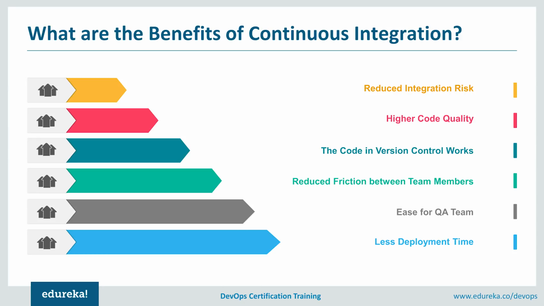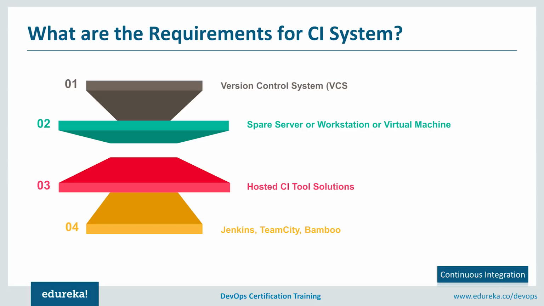Now that you know what continuous integration is and what the benefits of continuous integration are, it would obviously draw you to an excitement of what the requirements for a continuous integration system are. Well, there are four basic requirements for the continuous integration system. The first requirement is to have a version control system. Well, a version control system provides a reliable method to centralize and preserve changes made to your project over time.